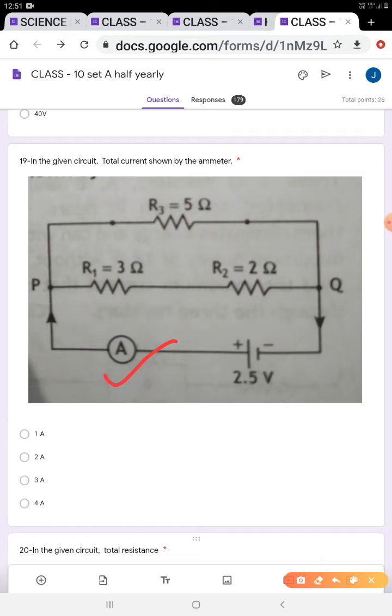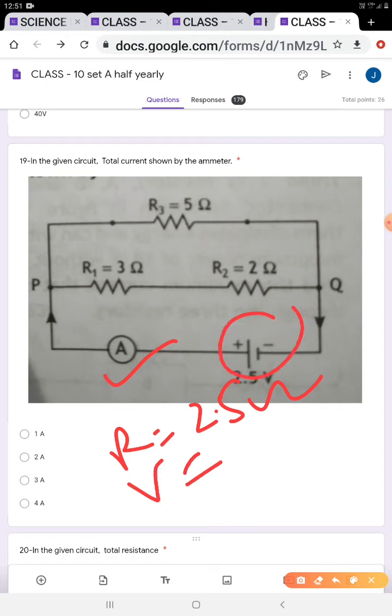Okay, total resistance we know, which is 2.5 ohm for this combination, and the voltage, potential difference, is also given for this question, which is 2.5 volt. So we have to find out I. What is the total current shown by the ammeter? So we have to find out I.